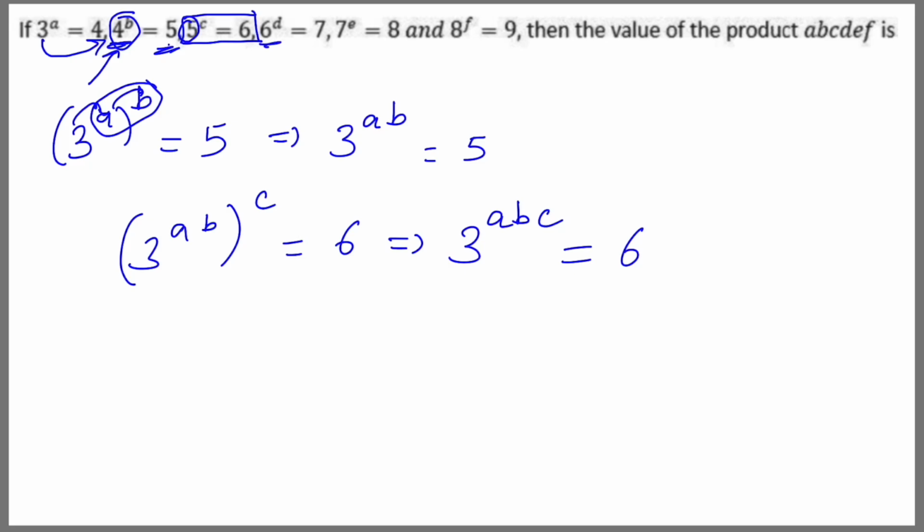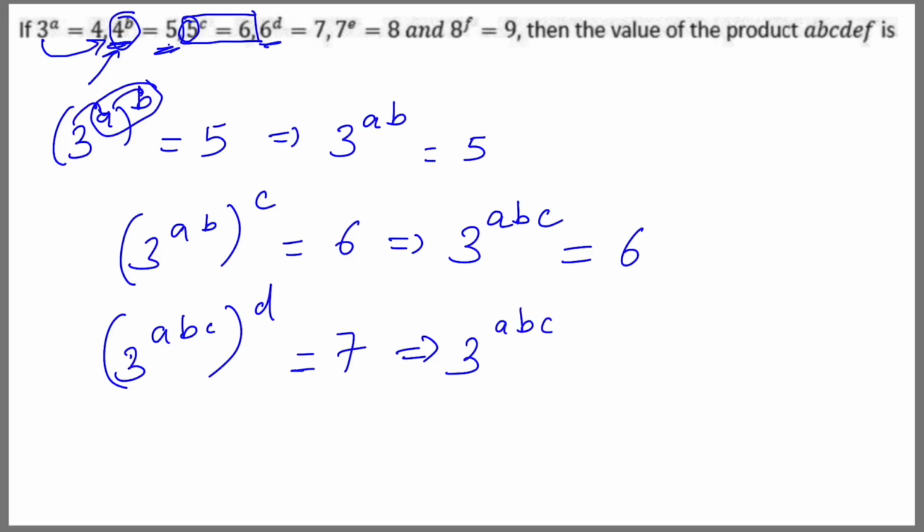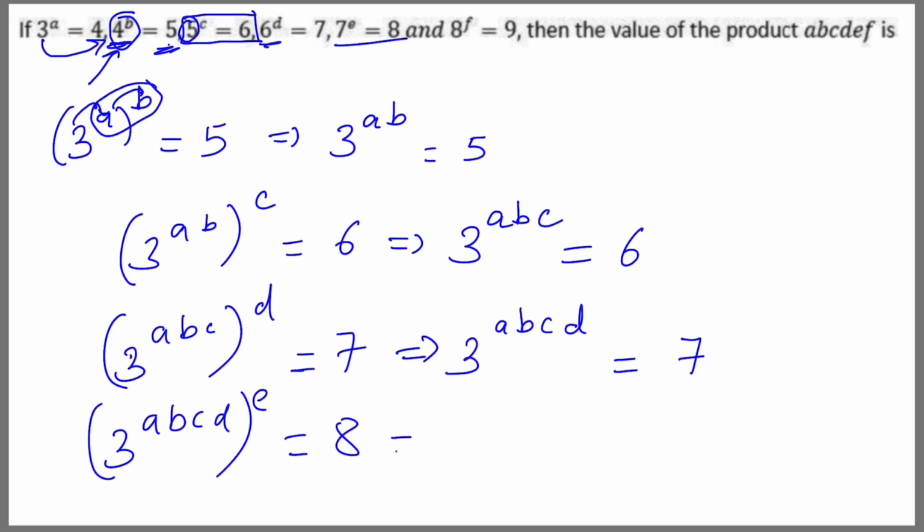This value of 6 we put in the next equation. We get 3 raised to ABC, the whole raised to D is equal to 7. Since I had 6 power D as 7, I put 6 as 3 raised to ABC, right? So by the laws of indices again, I will get 3 raised to ABC raised to D will be 3 raised to ABCD, that will be 7. This value of 7 I put in the next equation. I get 3 raised to ABCD, the whole raised to E would be equal to 8. By the laws of indices, 3 raised to ABCDE will be worth 8.